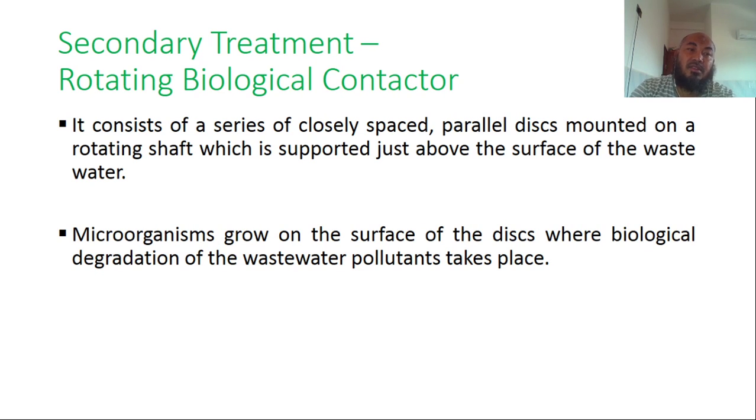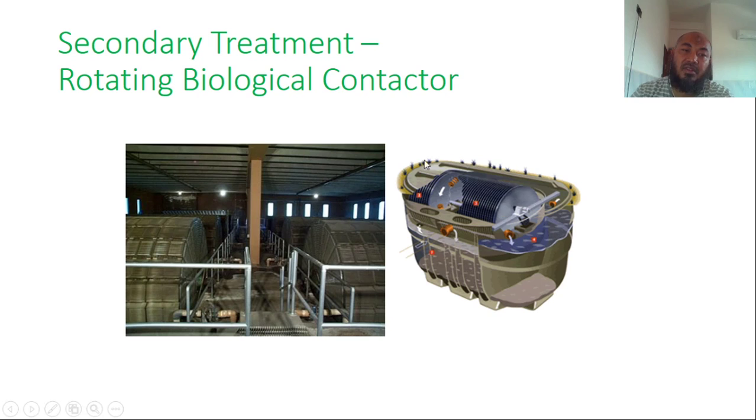And we have another one, the rotating biological contactor, RBC. It consists of a series of closely spaced parallel discs mounted on a rotating shaft which is supported just above the surface of the wastewater. Microorganisms grow on the surface of the discs, where biological degradation of the wastewater pollutants takes place. So something like this. You can see this is a rotating biological contactor. Half of this will be submerged in the wastewater, and you can imagine one round.